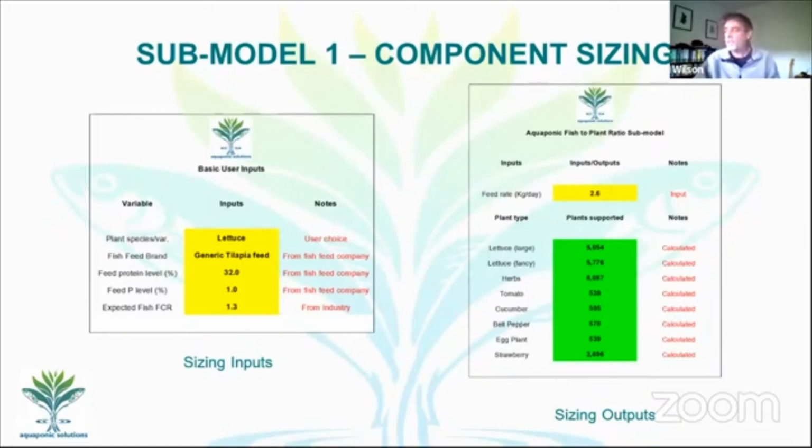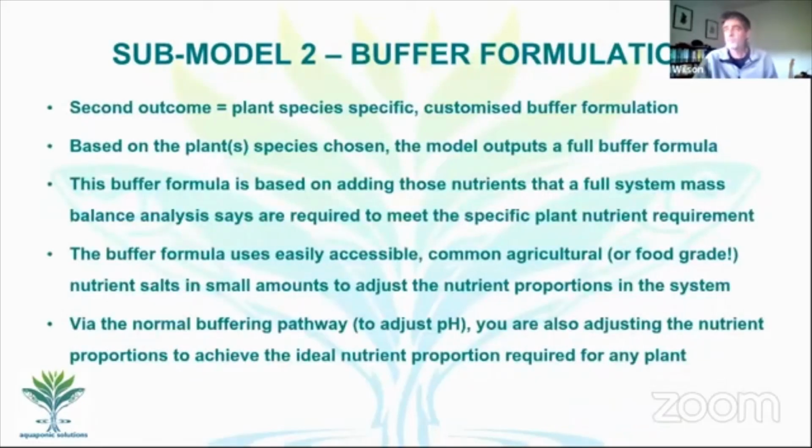So the model spits out, if you want to grow a large head lettuce like a romaine, 5,000. Or 5,750 if you want to grow fancy herbs. They're smaller, they don't use as much nutrient, 8,000. Tomatoes, large plant, produces a lot of biomass by fruit, needs a lot of nutrient to grow. 500 and odd. Cucumbers, bell peppers, eggplant, strawberry, etc. I can actually enter any plant I like into the model. It's just that these are examples that I've got there.